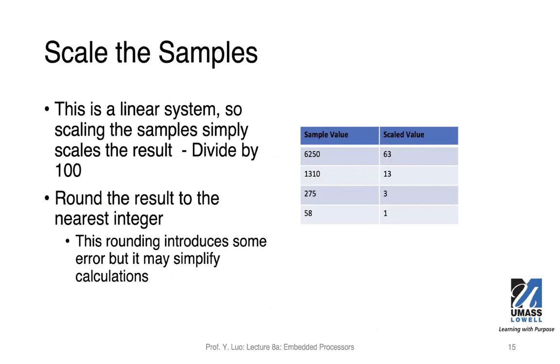We can actually scale them to make the computation simpler, more efficient, because overall this is a linear process. We can later scale them back. So what we do here is we take the sample values and then we scale them down by 100 and then round the result to the nearest integer.